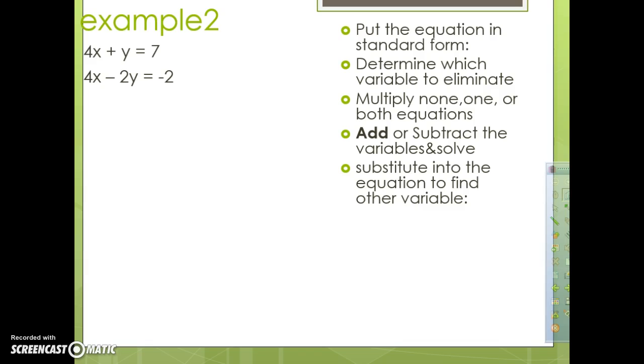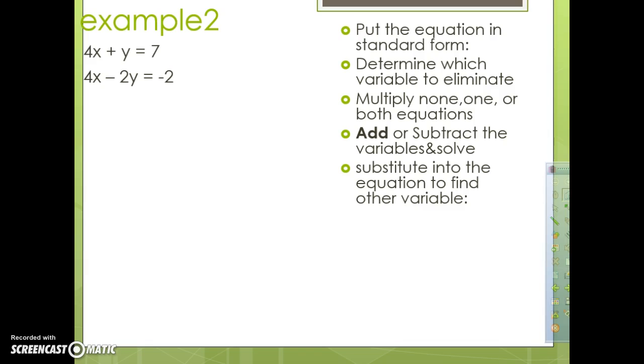All right, example number 2. These are the same steps. You don't have to write down the steps twice, okay? We want to make sure they're in standard form. Just make sure all the x's are lined up, the y's are lined up, and the regular numbers. And we want to determine which variable we want to eliminate. You want to do x? Because they're almost the same, right?